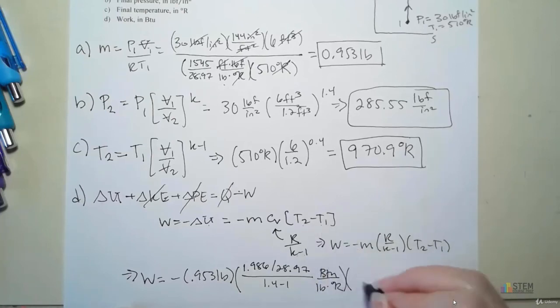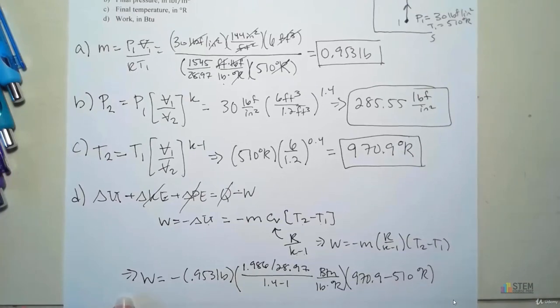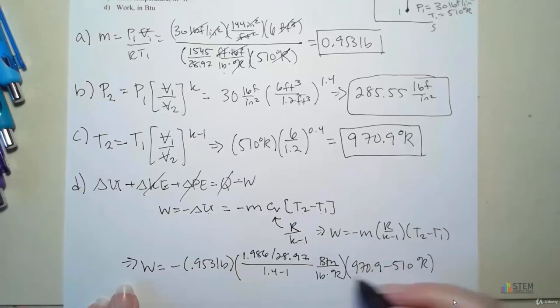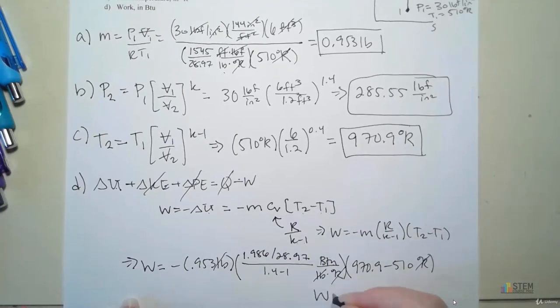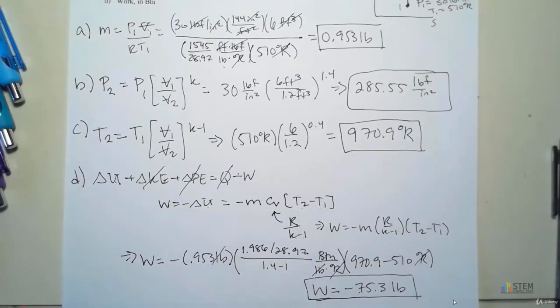Now let's multiply by the temperature change. So we get 970.9 minus 510. Those are both degrees Rankine. Look at your units. Pounds go away. Degrees Rankine go away, so you're left with BTU, so that checks out. Your work then is going to be negative 75.3 BTU. That negative indicates that you had to have some sort of energy due to work transferred into the system to make that compression happen. Alright, so that's what you get for that one.